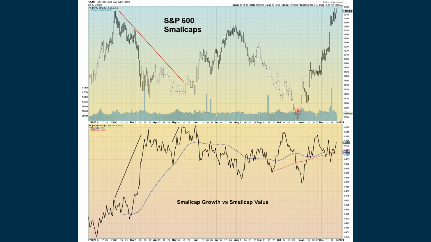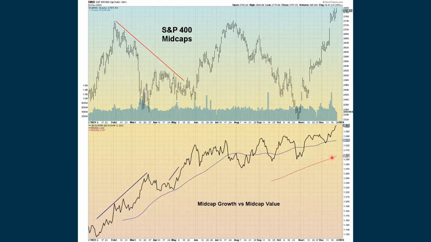And we can see that the index has really been showing a lot of improvement going back to the beginning part of November. But when you look at the growth to value ratio, we still continue to chop sideways. And in fact, with this ratio, we're now seeing a recent death cross here. But when we look at mid-cap growth to value, it's more encouraging. This is starting to break out of this recent range as the index has been going back up.